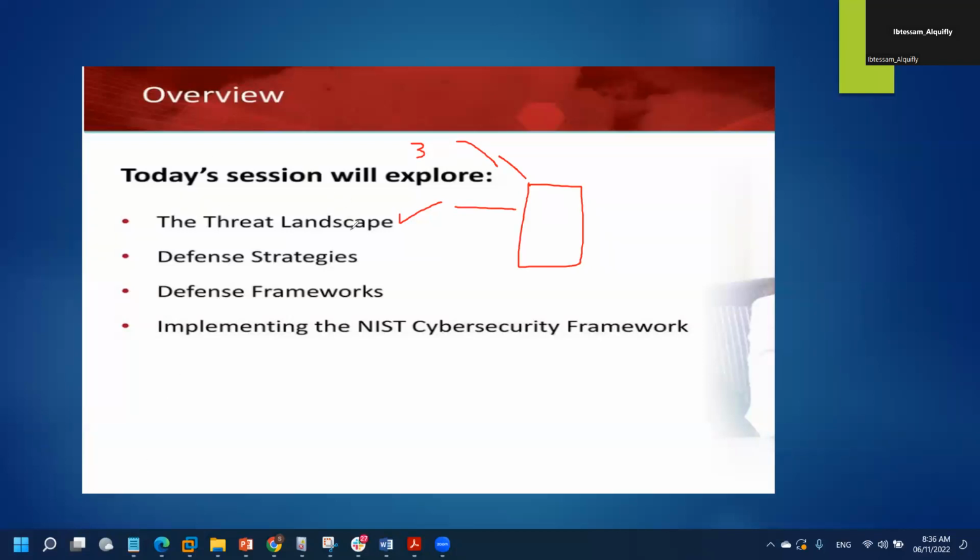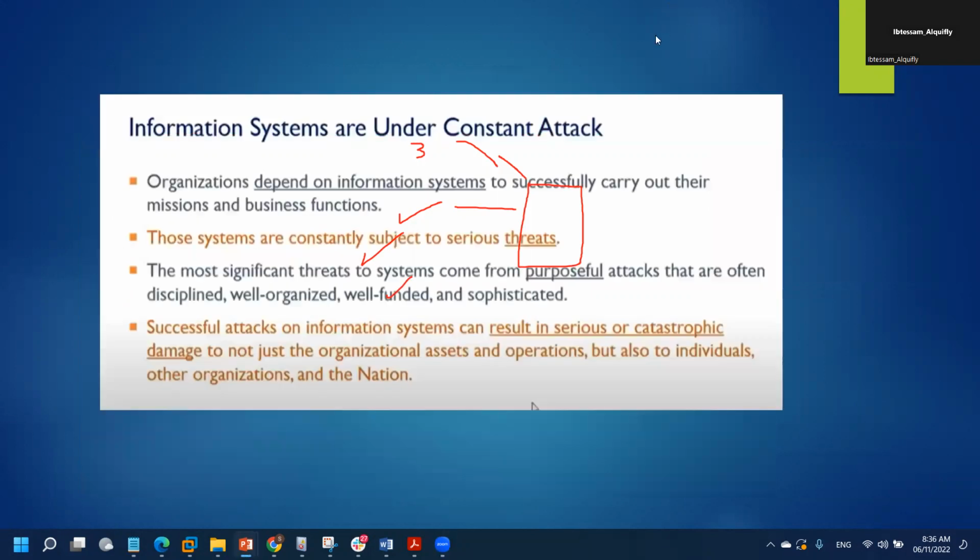We will look today, inshallah, at defense strategies. We're going to look at defense frameworks: how can we defend our systems using something like NIST or ISO? We will look at how to implement the NIST framework. This is kind of a revision, though not 100% revision, because I will also add some new stuff that will make sense for you when we study. Okay.